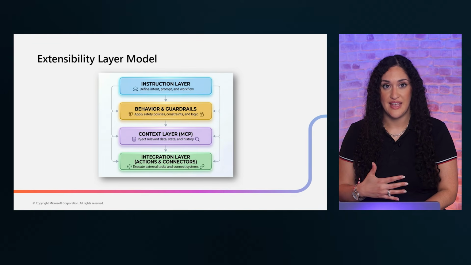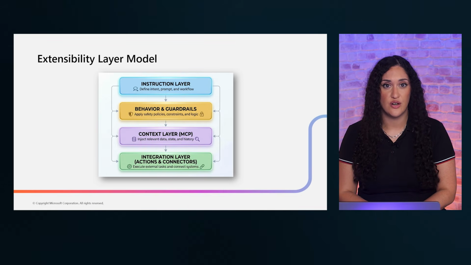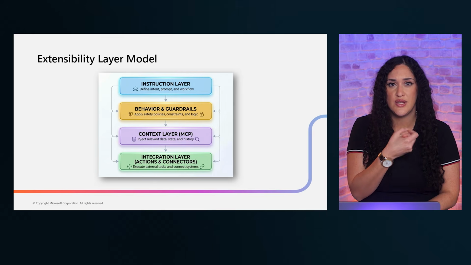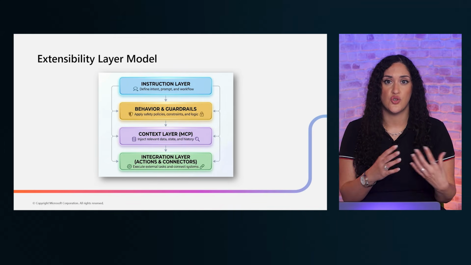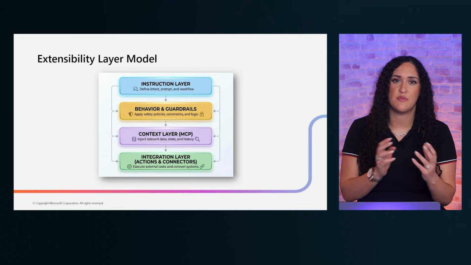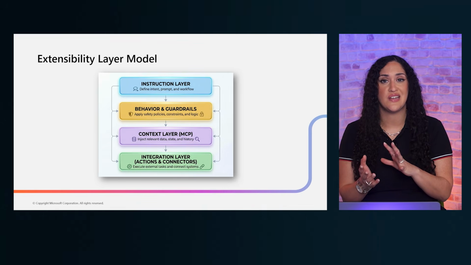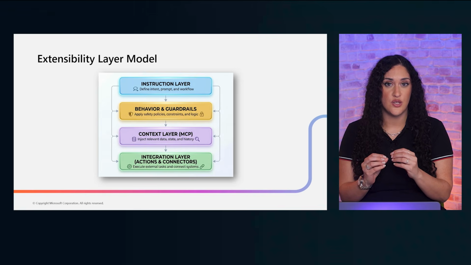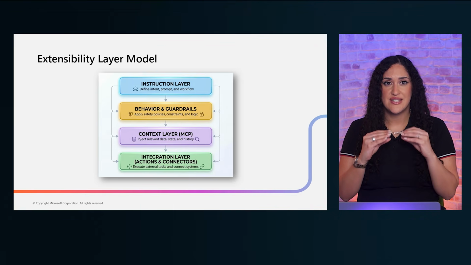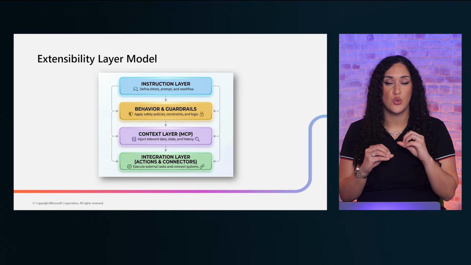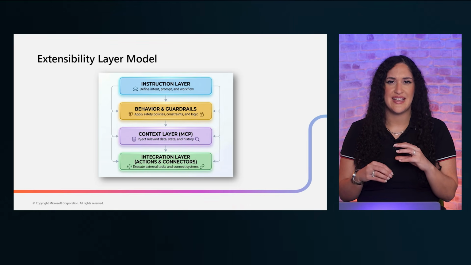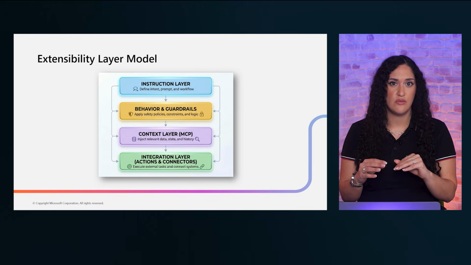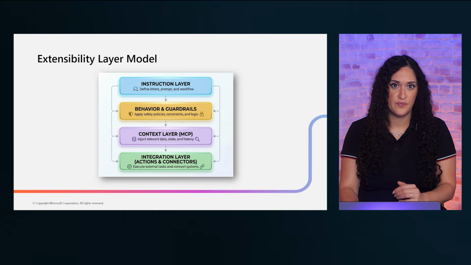The extensibility layer model shows 4 stacked layers. The best practice to think about is to design each layer to be independently testable. You should be able to test instructions without integration, test MCP context retrieval independently, and verify guardrails in isolation. This layered testing approach catches issues early and makes debugging much faster. Think of it like testing a building. You check the foundation before you worry about the roof.